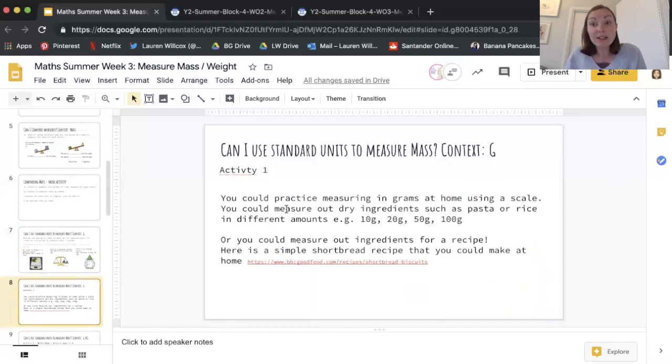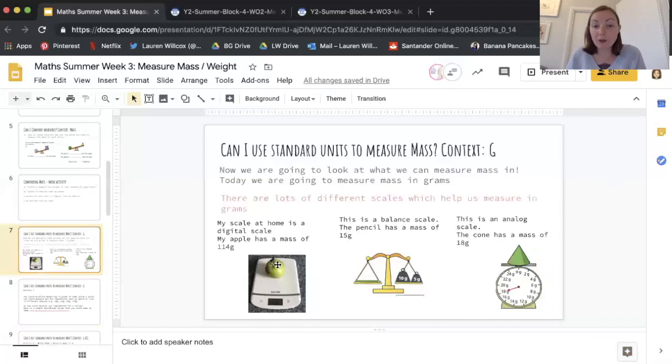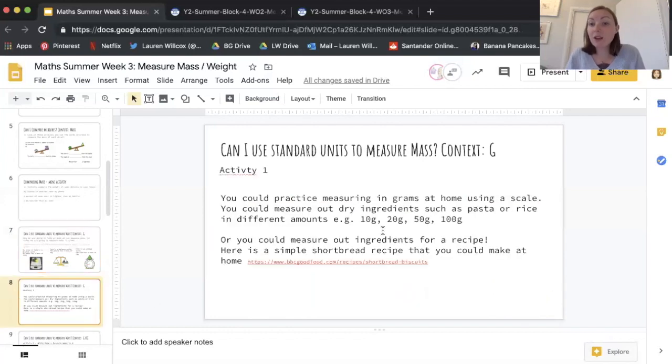And your first activity is to practice using a scale at home if you have one. So it says you can practice measuring in grams at home using a scale. You could measure out dry ingredients such as pasta or rice in different amounts. So you might have a scale that looks like this, or you might have a scale that looks like this. So you can practice measuring out things like pasta in 10 grams, 20 grams, 50 grams, or 100 grams.